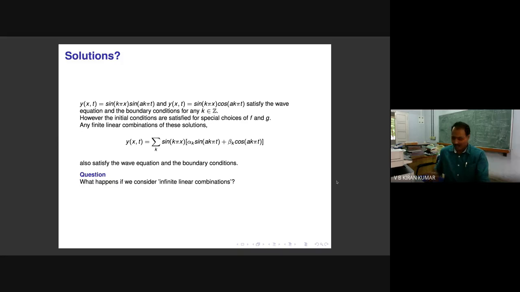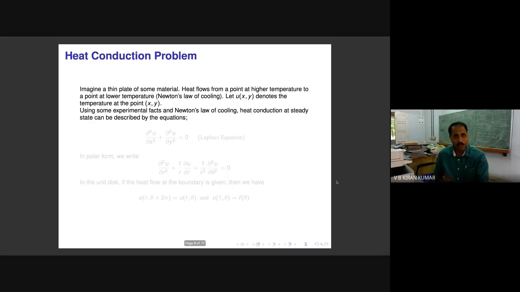Now let me consider another problem related to the same thing, called the heat conduction problem. Here, you imagine a thin plate of some material and you apply heat from the boundary, and Newton's law of cooling tells you that heat flows from a point at a higher temperature to a point at lower temperature. That is quite natural. You are having a thin plate, a two-dimensional object. You assume that the temperature at the point (x, y) is denoted by u(x, y). So it's a function of position. It will also depend on time.